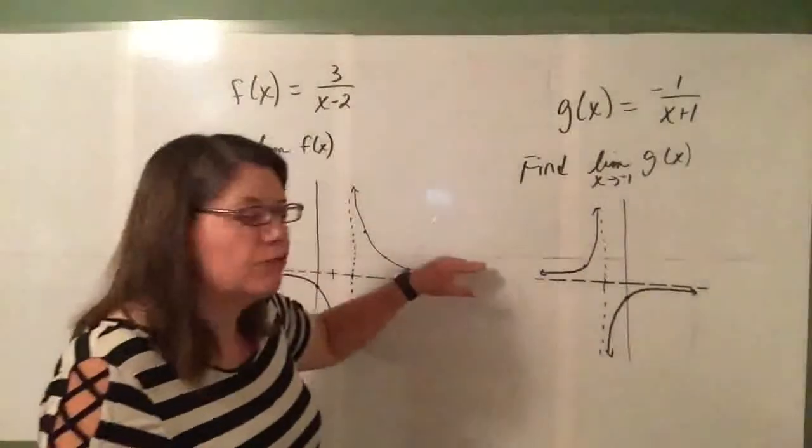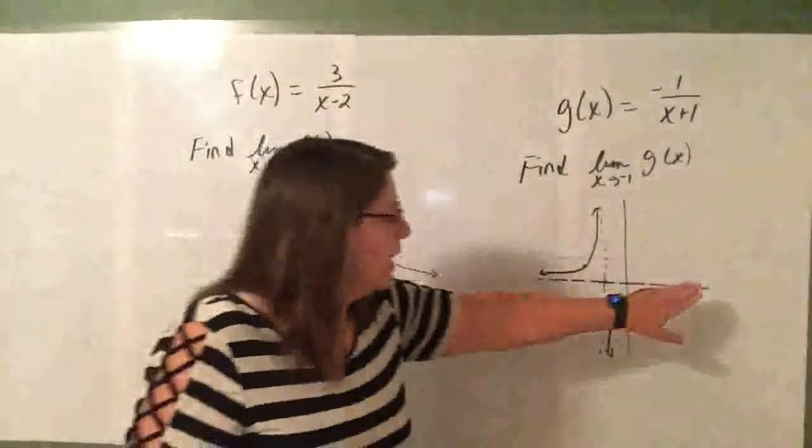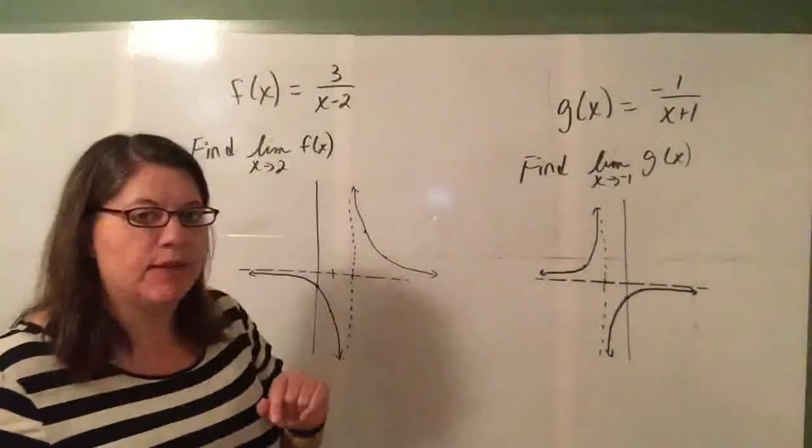So again, we've got them approaching two different infinities. As we move in from the left, it approaches positive infinity. As we move in from the right, it's approaching negative infinity.